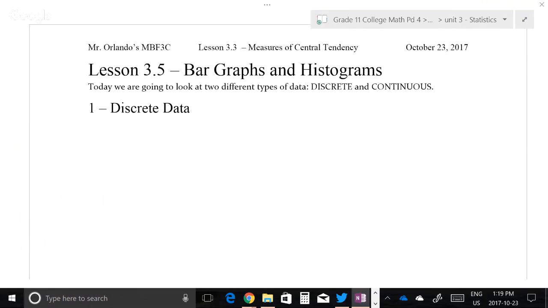So today we're going to talk about two distinct types of data and how we represent them. And these are terms you're going to have to know. Discrete data and continuous data.